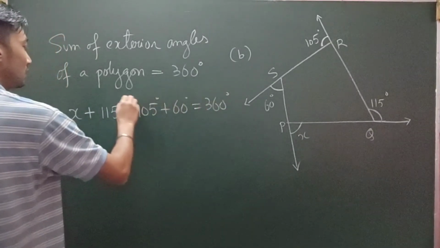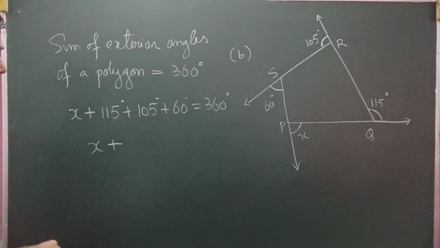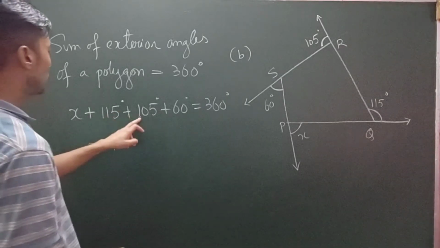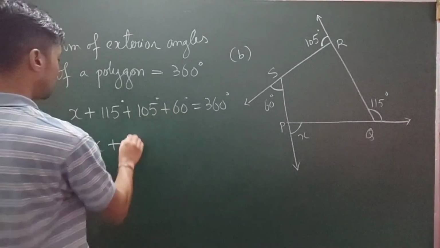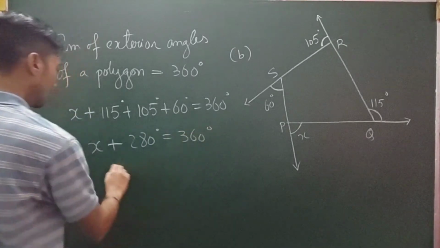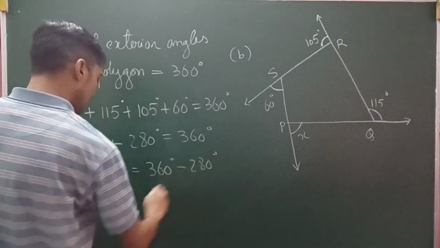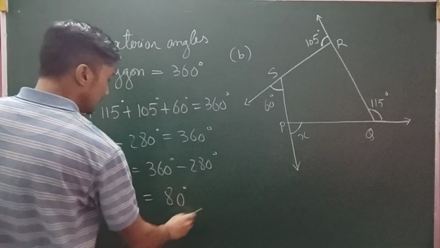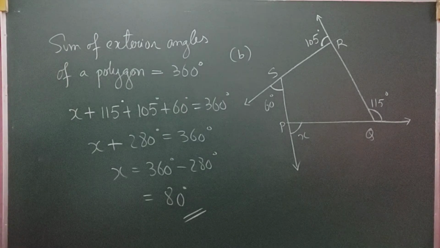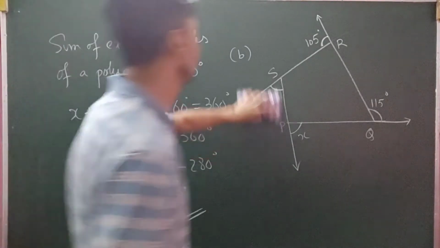Chalo, you must be thinking, okay, no problem. x plus, add this, how much are we going to get? 115, 200, 220, 280 degree, equal to 360 degree. So x will be equal to 360 degree minus 280 degrees. So that will be how much? 80 degree. So the missing value of x is 80 degree. Got it? Okay? Write it down quickly.